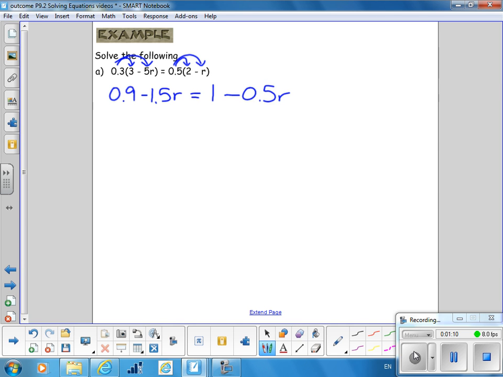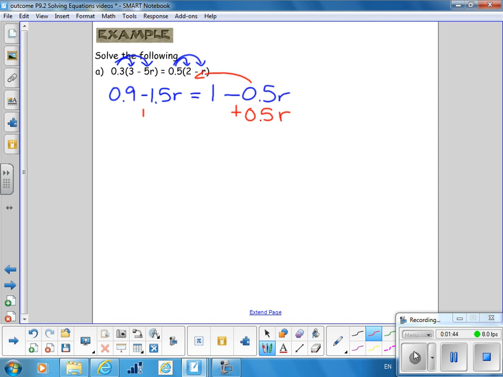And now that we're at this particular point, we can move the variables together on one side. It does not matter whether you move them to the left-hand side or the right-hand side. In this case, most people like to move them to the left-hand side. That's where they're most comfortable. You don't have to do this, but that's where we're going to move this one. We have to use inverse operations to do this. So the inverse of a minus 0.5r is to add 0.5r.